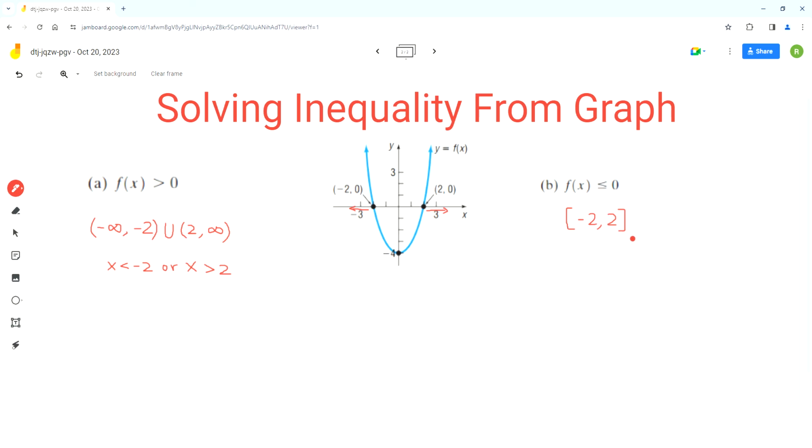So this is the answer in interval notation, and for the inequality notation we can write our answer as x is greater than or equal to -2 and less than or equal to 2. So these are the steps you have to keep in mind to solve a problem like this one.